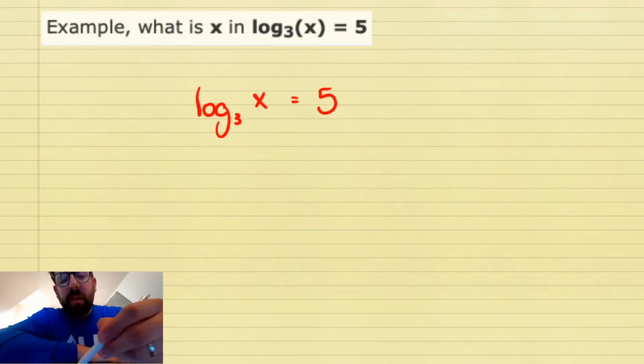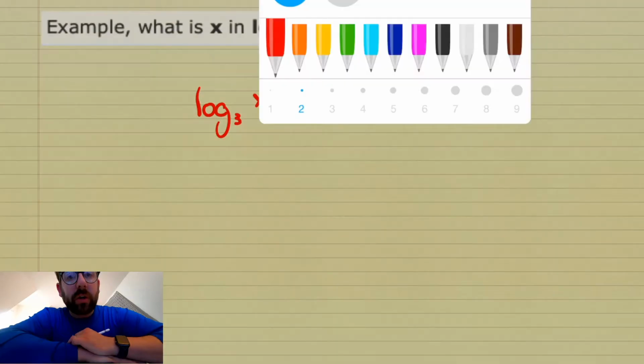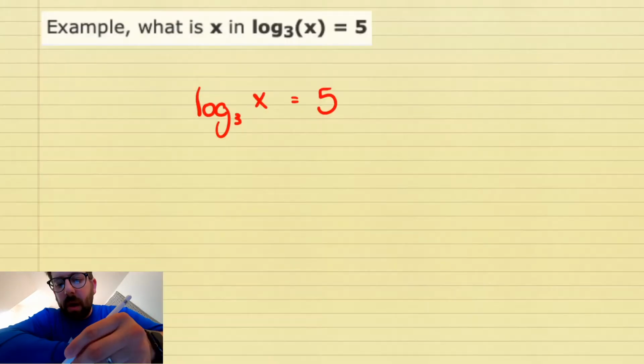Now, the thing is, you probably have never been introduced, or maybe you have in Algebra 2, to what this actually means. This is an exponent problem. This is how we solve something. So let me just walk you through this. This is called the circle method, what I'm about to show you. I'm going to change color here. Yeah, let's go to black.